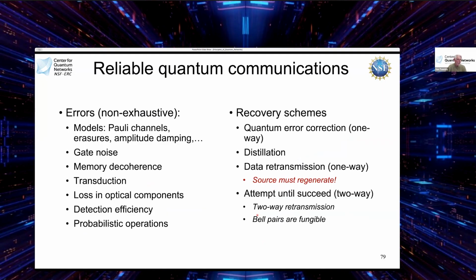When we think of errors, there are all sorts of sources for errors, and I should mention that there's been a lot of work on modeling errors in quantum systems. There's this idea of a Pauli channel that essentially introduces errors that correspond to Pauli operations. You can have erasures, namely a photonic qubit just gets lost. You can have amplitude damping, and that can be used to model certain kinds of decoherence. You can have noise introduced through gates, and memory decoherence.